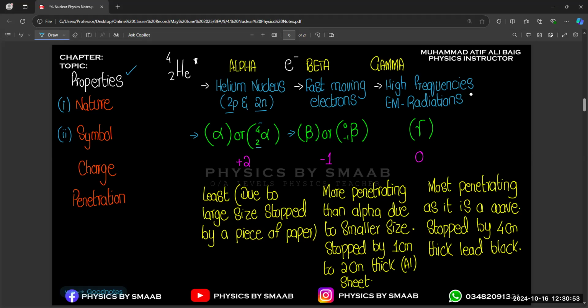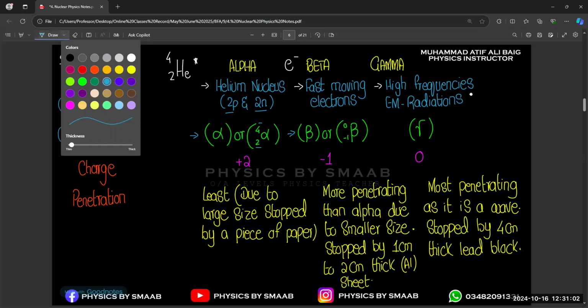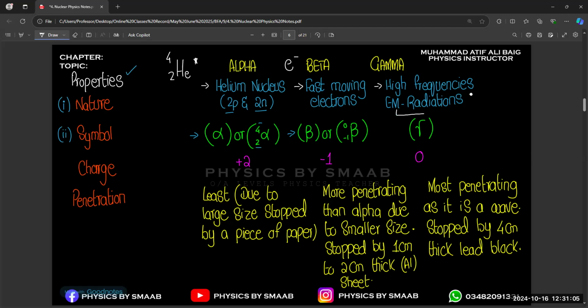Sir, what is EM? You've written it in the gamma as nature. Okay, basically that is for gamma, and EM means electromagnetic radiations. Electromagnetic means a combination of electric field and magnetic field. Light is an example of an electromagnetic field, right? Radio waves, radio signals, satellite signals, these are all examples of electromagnetic radiations, or electromagnetic waves.